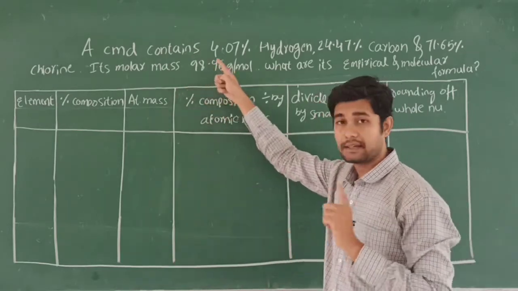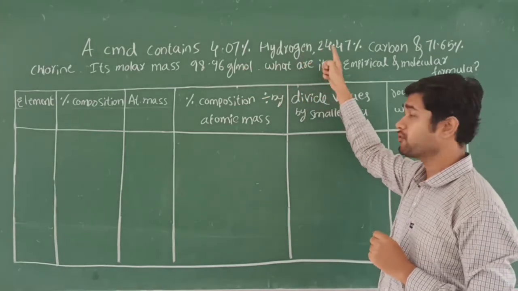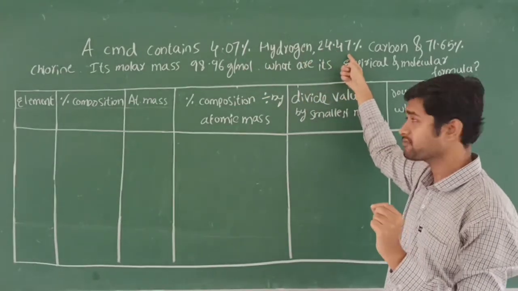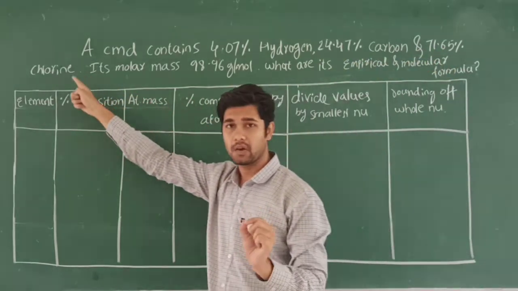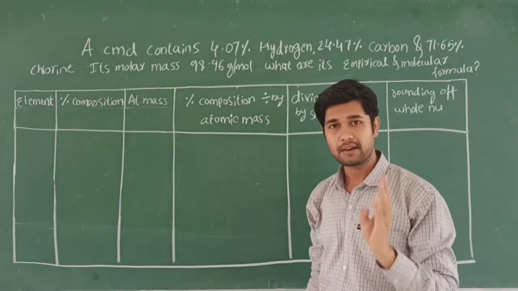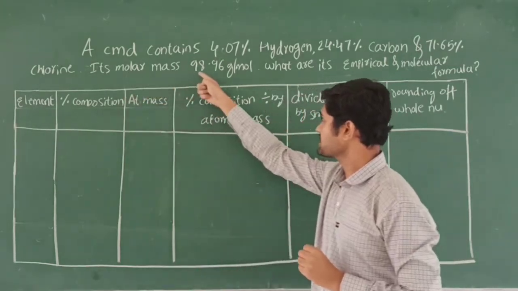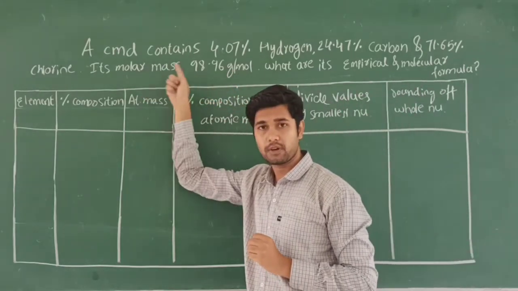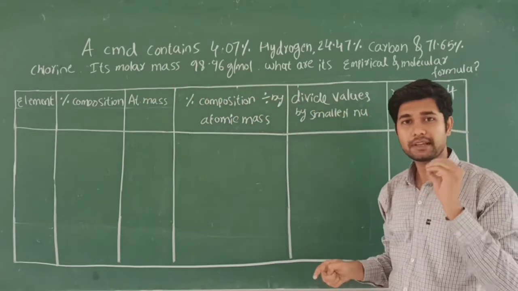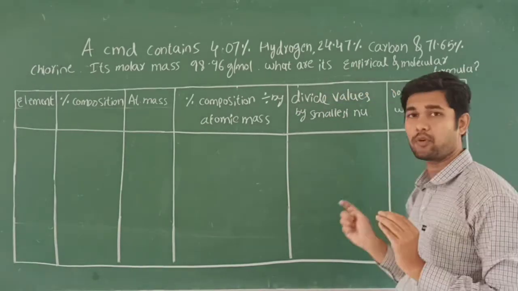A compound that contains 4.07% of hydrogen, 24.47% of carbon and 71.65% of chlorine. What are the elements? Hydrogen has been given, carbon and chlorine. And its molar mass is 98.96 gram per mole. Its molar mass has been given. Then you need to calculate what its empirical formula and molecular formula are.